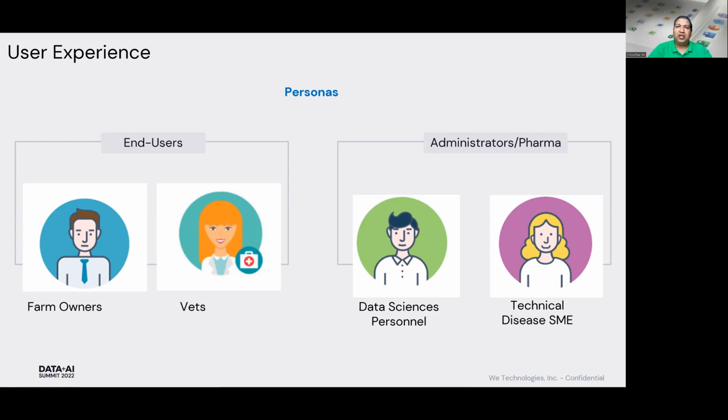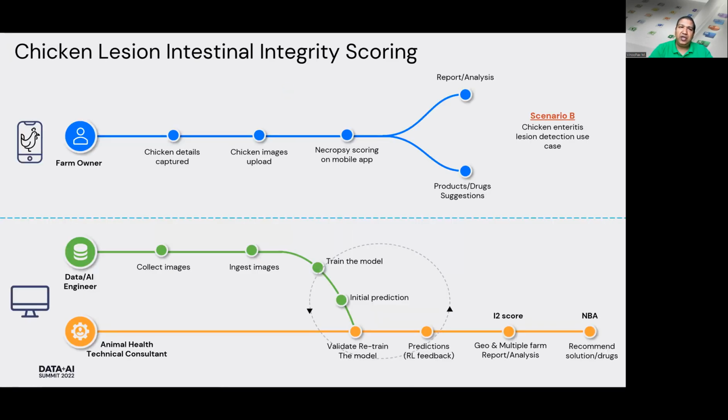So we look at these personas and think of the experience here just for chicken lesion for a moment. When you do see chicken that are sick or diseased, about to die, there's some analysis done. The farm owner can do some part of the analysis, which you see on the top here at the blue line. Chicken details are captured, images are uploaded, and they can do all of this through a mobile app as shown here. But as this is reported and analyzed, you can do suggestions on top of it. And the drug or the pharma companies can provide that recommendation in there. But behind the scenes, this is what you see at the bottom, the green line and the orange line.